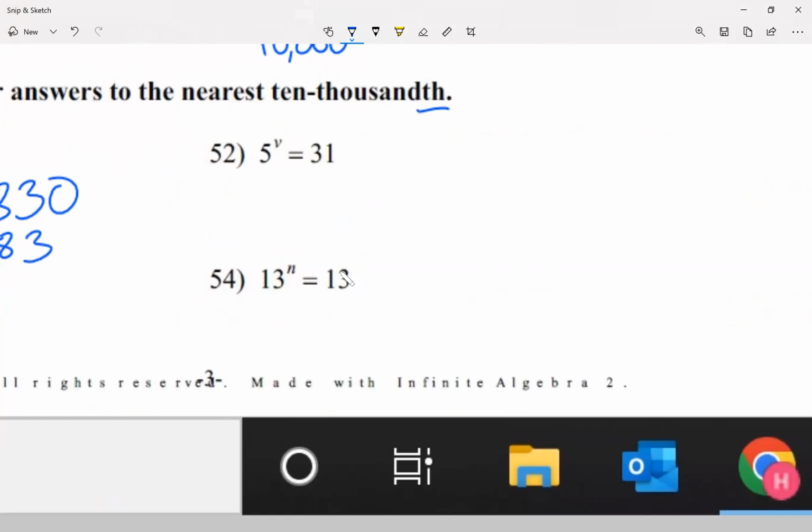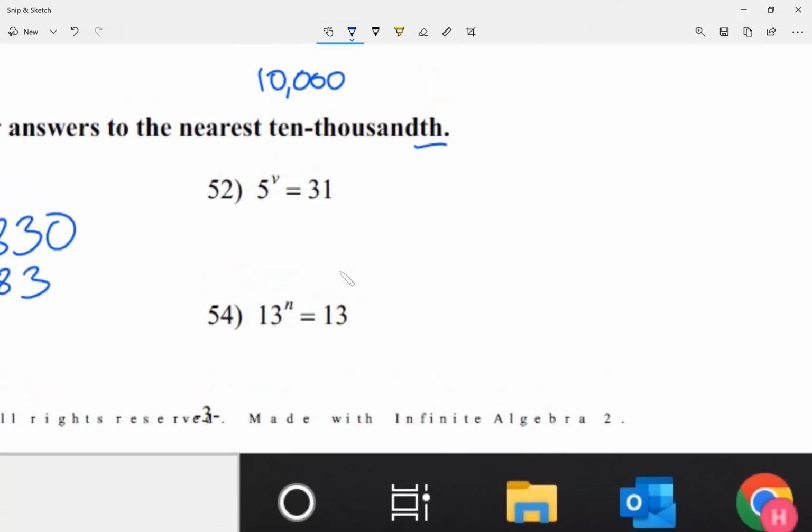Now let's take a look at number 52. To have an idea, I'm expecting my v to be between 2 and 3, because I know 5 to the second is 25 and 5 to the third is 125. Now I'm looking at 5 to the v is equal to 31. So I'm expecting my number to be 2 point something.